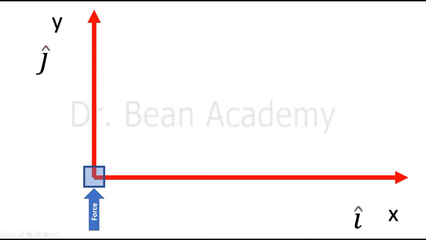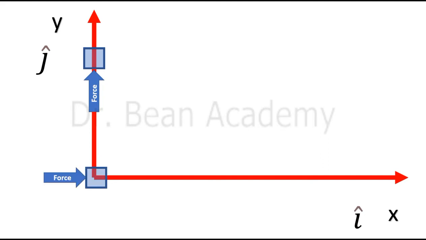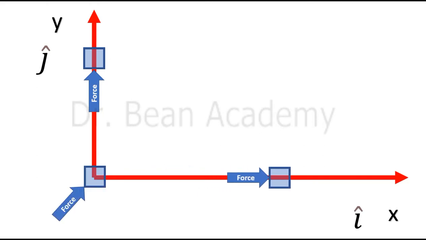Suppose I have a block at the origin. If I apply a vertical force, the block will move vertically in the direction of the force. If I apply a horizontal force, the block will move horizontally in the direction of the force. Now if I apply a force diagonally, the block will of course move diagonally in the direction of the force.